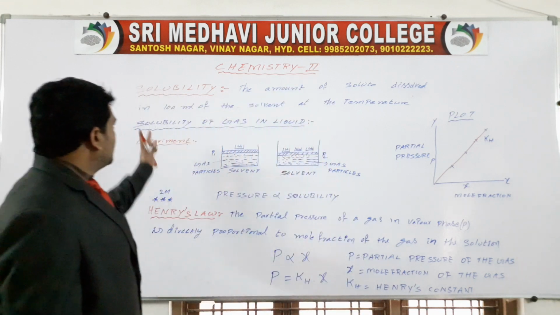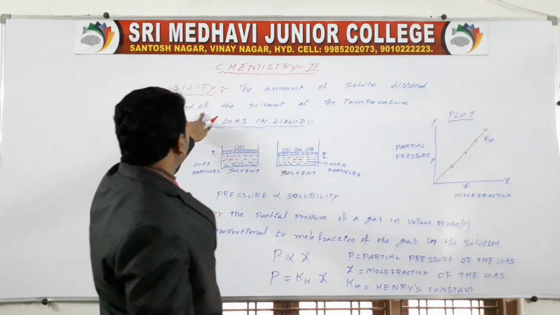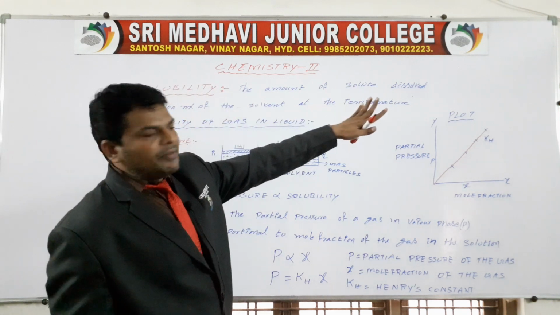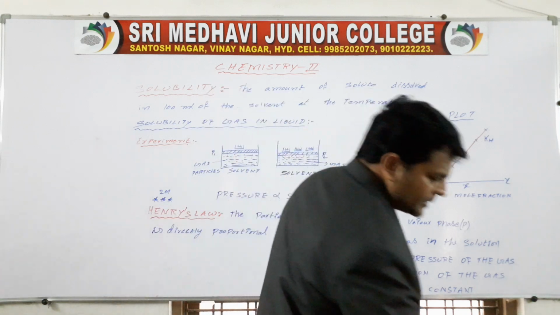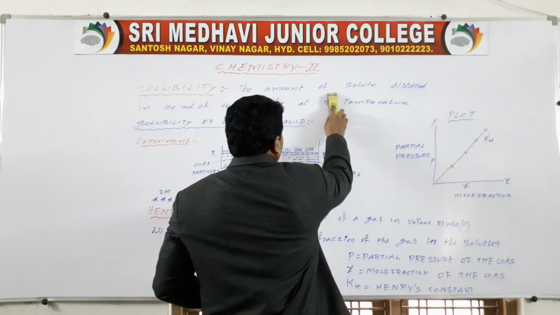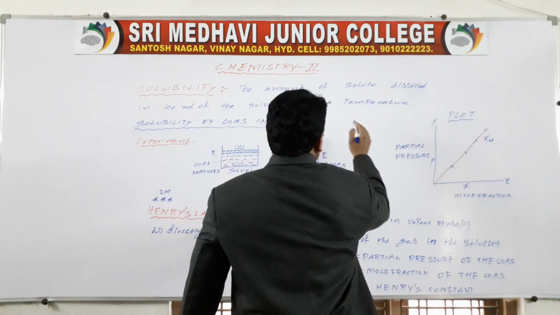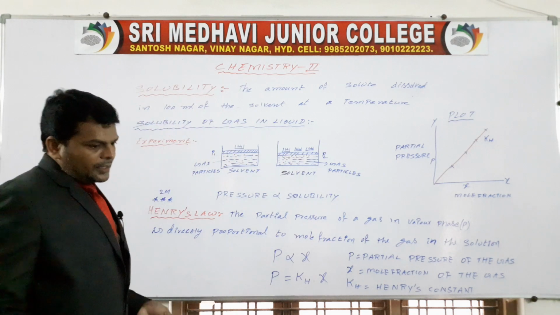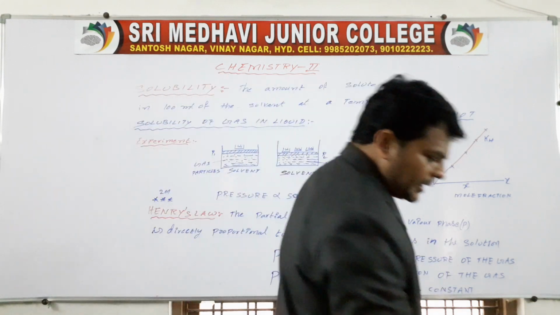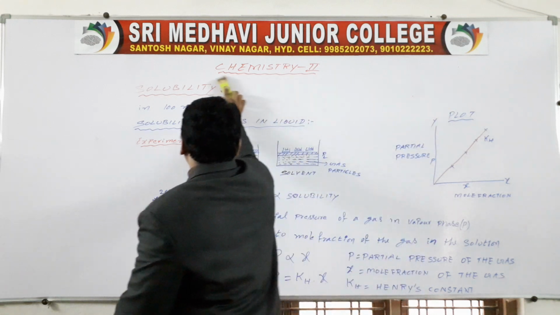Got it? This is solubility. What is solubility? The amount of solute dissolved in 100 ml of the solvent at a given temperature is solubility. Got it? Then we will discuss vapor pressure.